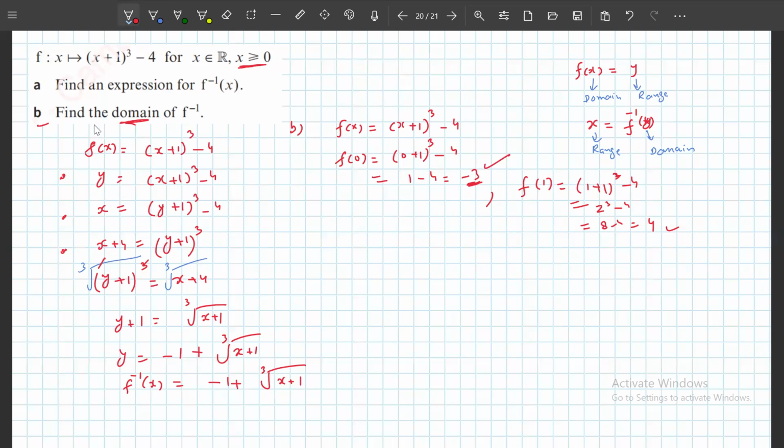But as we are looking for the domain of f inverse, I would say the range of f of x is the domain of f inverse x. So the domain of f inverse x is, as we are saying domain, I would preferably use x, x greater than or equal to minus 3. I hope you understand. We move on next.